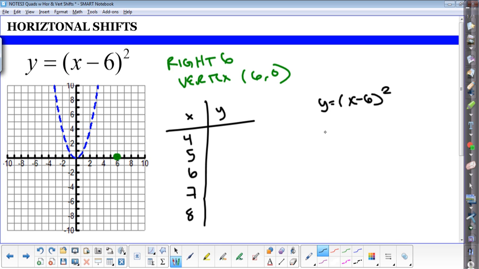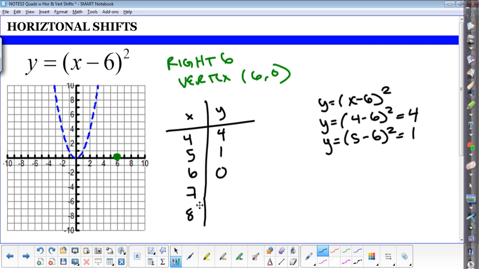Here's my function. I'm going to plug in the number 4 first. If you do that, you will get 4. And I'm going to plug in the number 5. And if you do that, you will get 1. So I get 4, 4, 5, 1. If I plug in 6, I get 0. If I plug in 7, I get 1. 4, again, notice that it repeats.